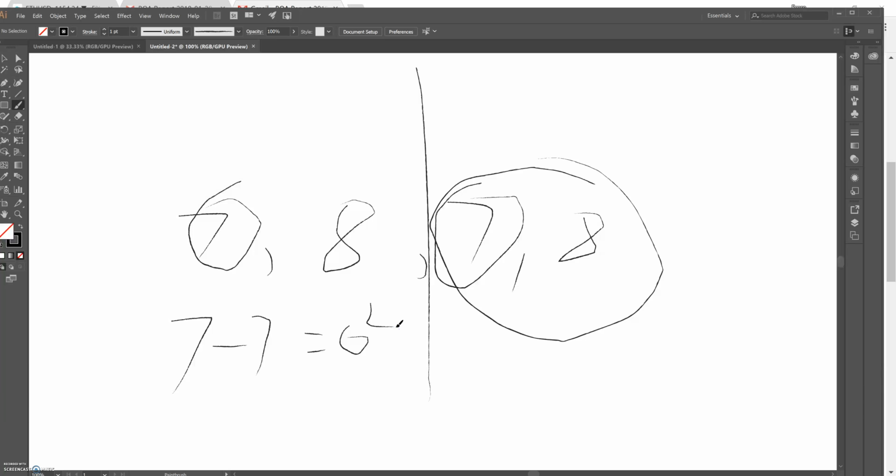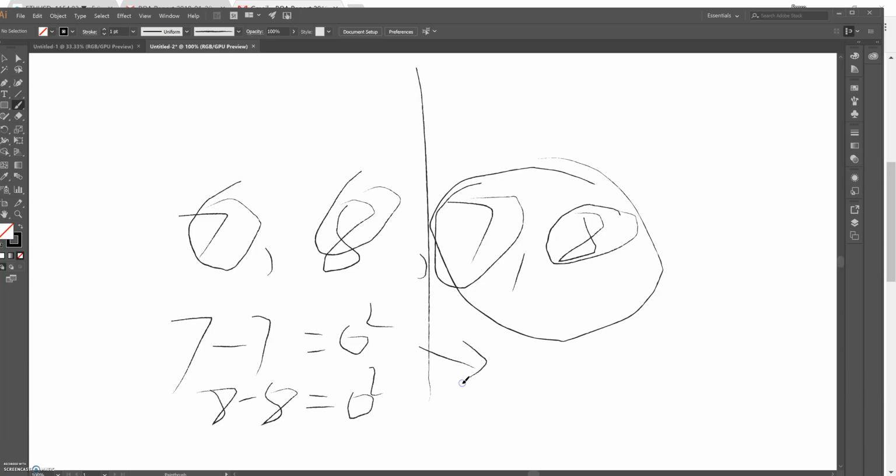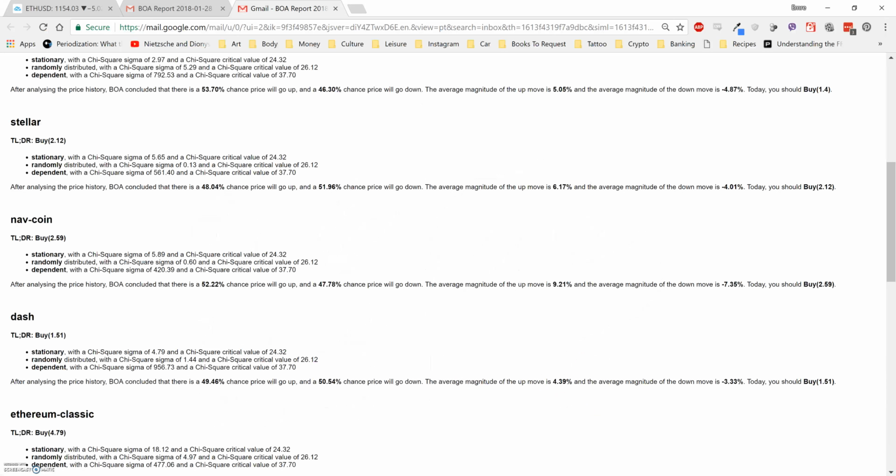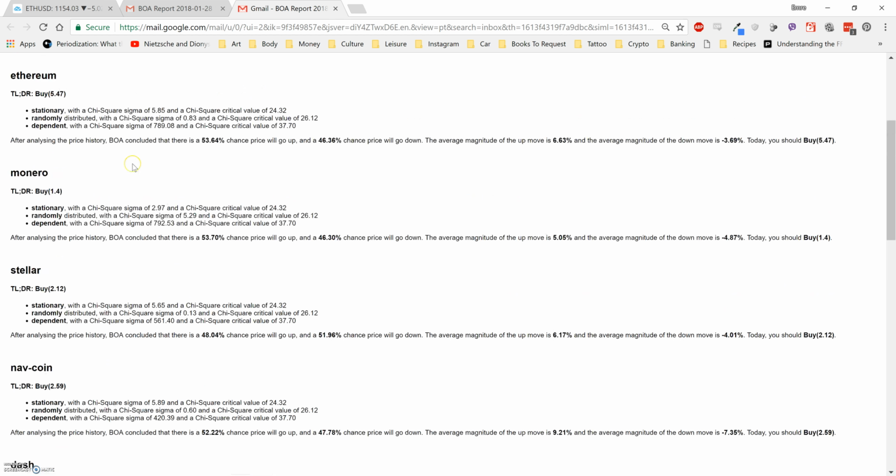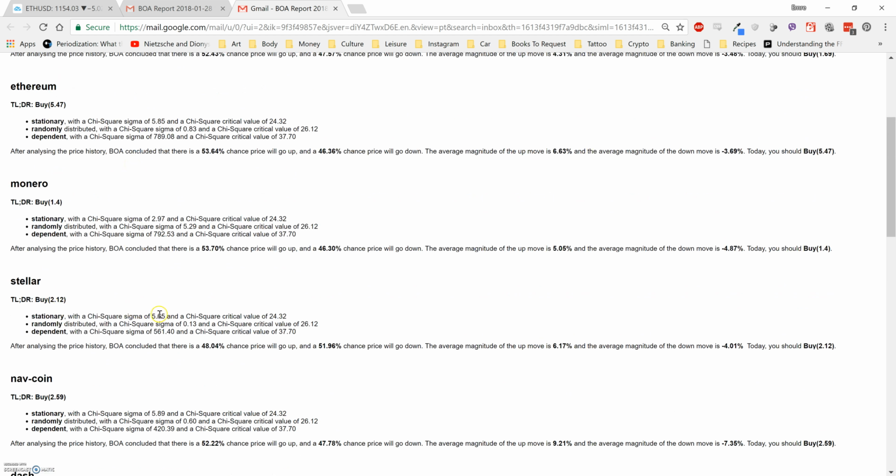So that's 0 squared, which is 0. And it would do the same thing for the second value. So 8 minus 8, and square that. And then, as you can see, the chi-square value would be 0. So if I go back to the email, you can see that each one of these coins actually has a chi-square value, for example, stationarity, right?